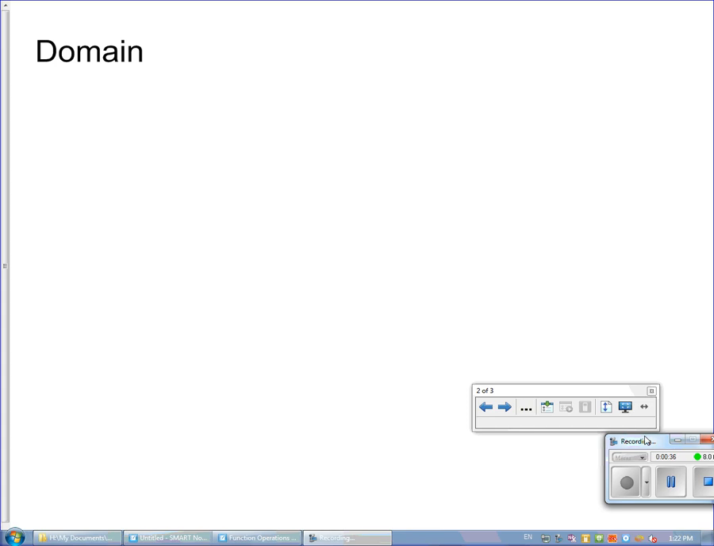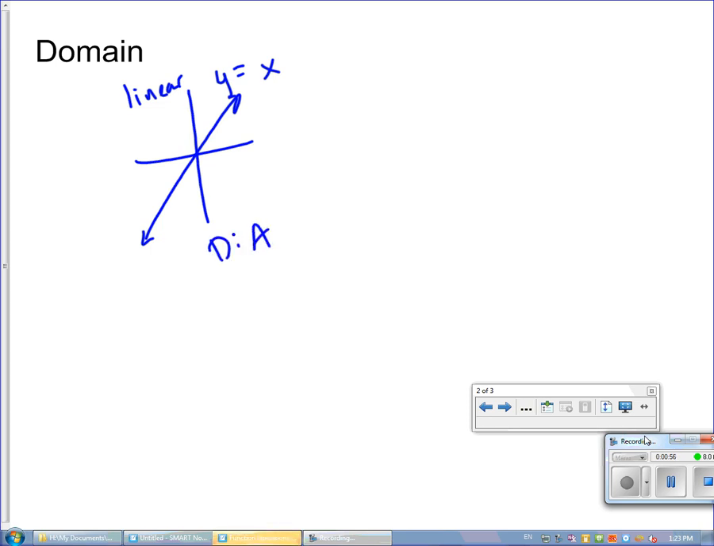So we have some basic functions. Those are called parent functions. And one of our basic functions is the linear function. That's y equals x. Looks like that. Straight line. Any number can go into this function, so we say that its domain is all real numbers. You might have abbreviated that all real numbers, ARN, in the past.